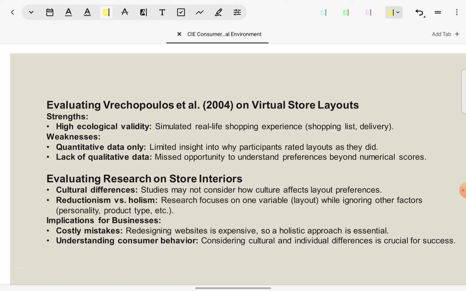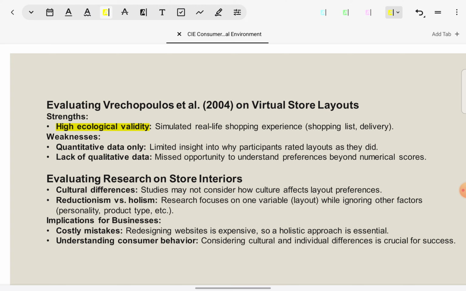Let's quickly look at an evaluation of the Vrechopoulos et al. study. Again, if they're asking interior design, you can definitely give an evaluation of this study. Firstly, the study has very good ecological validity, and students really tend to confuse here.